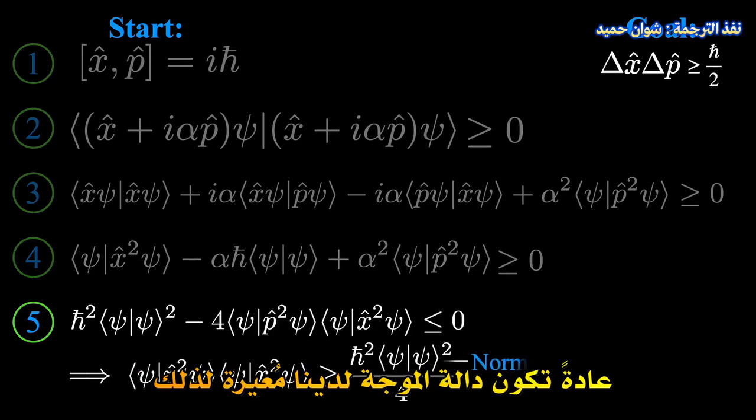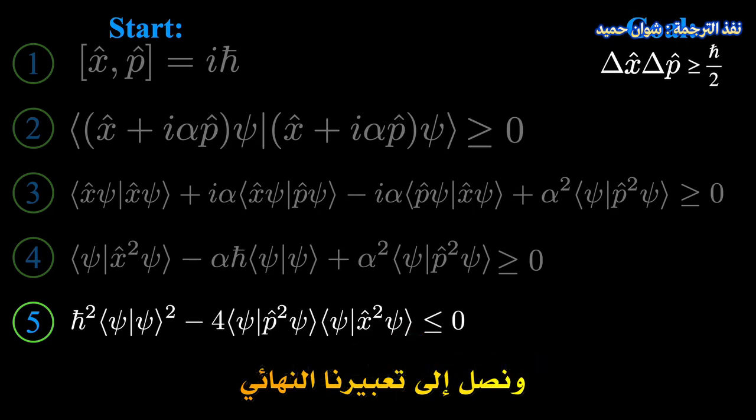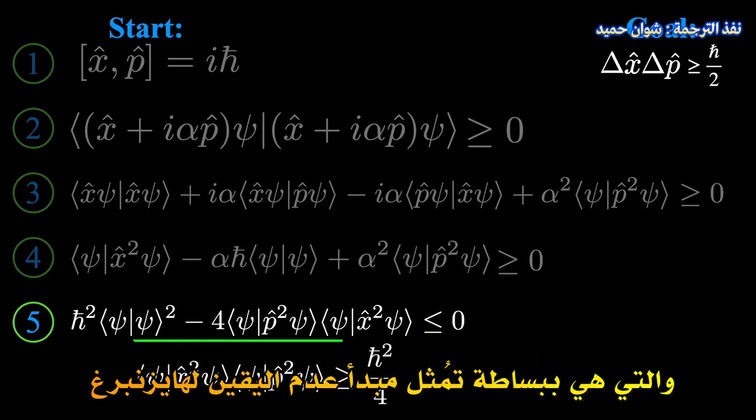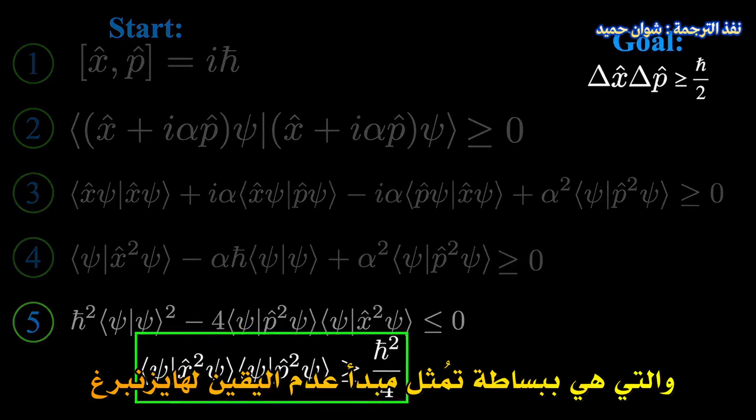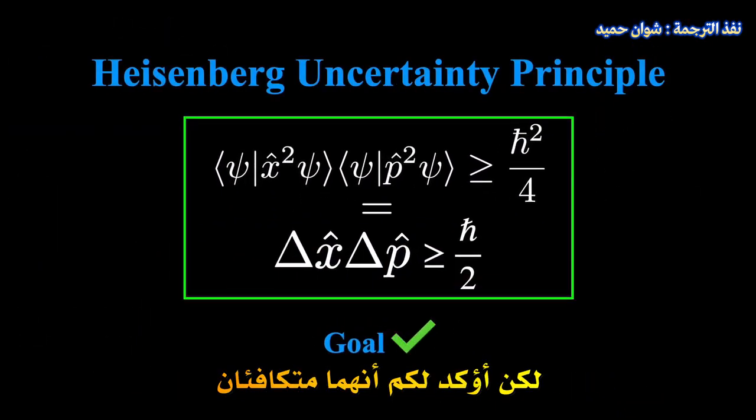Typically, our wave functions are normalized, so the inner product of psi with itself will be 1, and we arrive at our final expression, which is just the Heisenberg Uncertainty Principle, although in a slightly different form than you might be familiar with. But I assure you, they are equivalent.